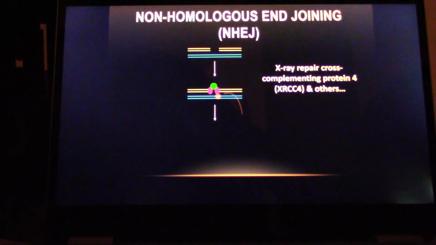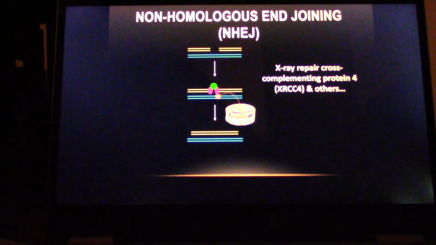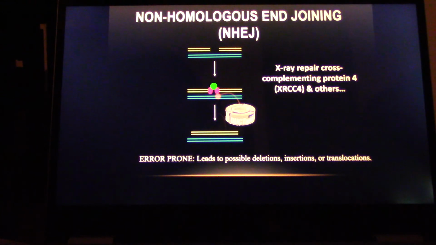And how does it fix it? It just slaps the 2 ends together. So whatever is missing in the middle is gone. So yeah, it's like duct tape. And it's error prone. You're going to have deletions. You could have insertions, and you can have those things called translocations, which are when non-homologous chromosomes cross.